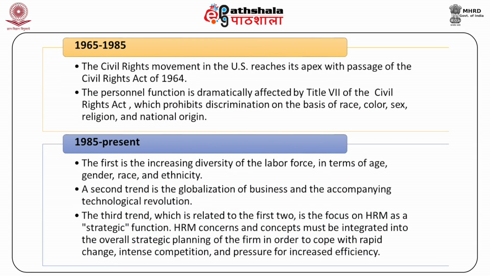From 1965 to 1985, the civil rights movement in the US reaches its apex with passage of the Civil Rights Act, which prohibits discrimination on the basis of race, color, sex, religion and national origin. In the years following the passage of the CRA, equal employment opportunity and affirmative action become key human resource management responsibilities. Now going on to 1985 to the present scenario.